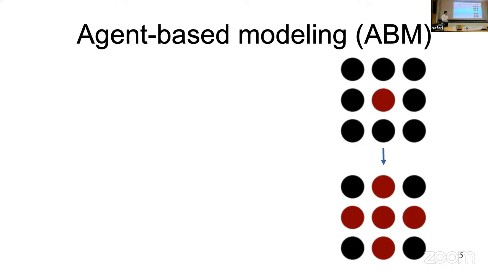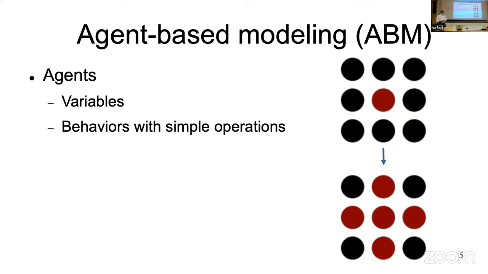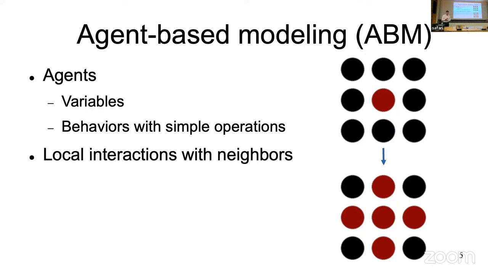That's a simplified example of what an agent-based model is. You have an agent that has variables. In this case, it could be how fast it infects other persons. And the behavior would be to infect other agents or persons in this example. The behaviors only work with local interactions with the neighbors. So a person can only infect the person next to it. It can't infect the person very far from it. And it's also usually done with simple operations.